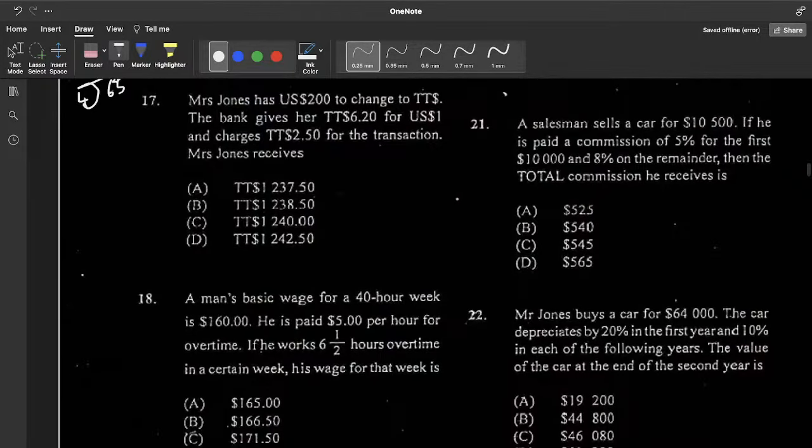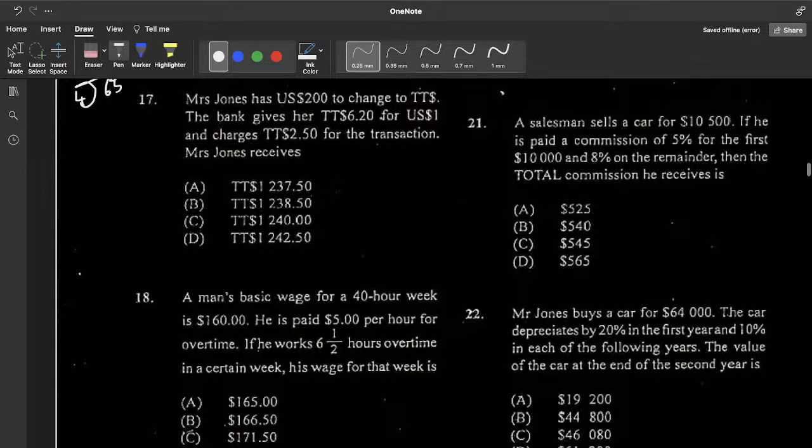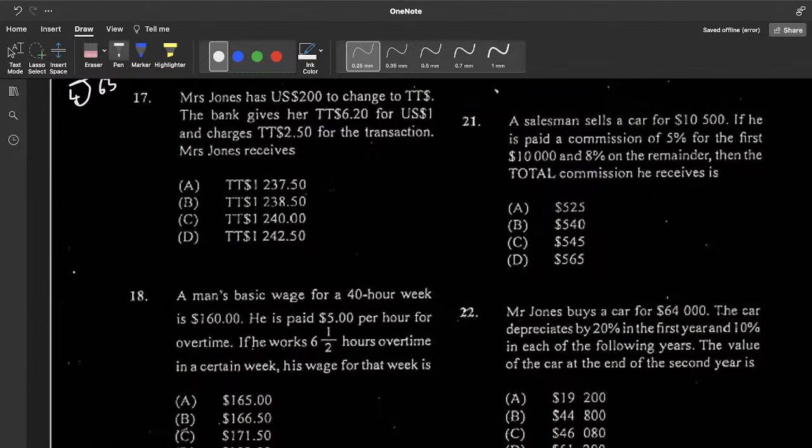So next question. Mrs. Jones has $200 to change to TT dollars. The bank gives her $6.20 for $1 US and charges $2.50 for the transaction. Mrs. Jones receives how many TT dollars? That's what we're trying to basically work out here. Alright, so if you look at it, Mrs. Jones has $200, 200 US.